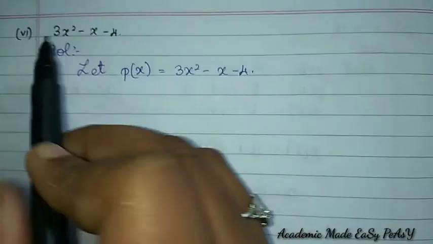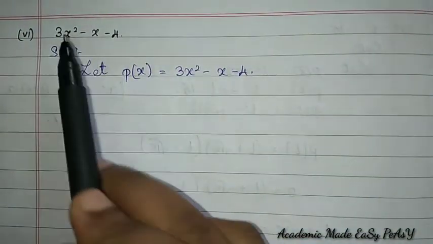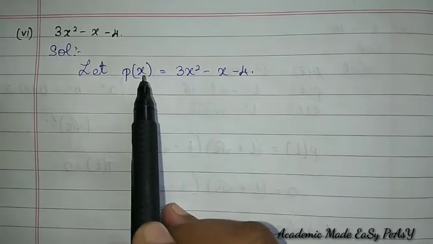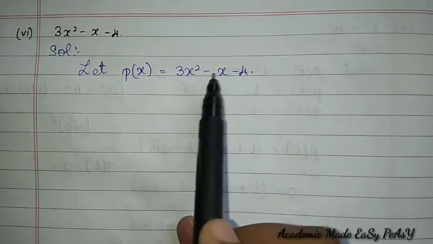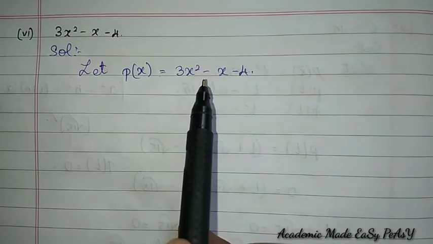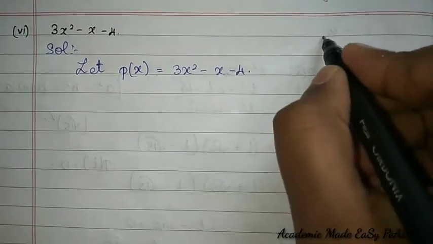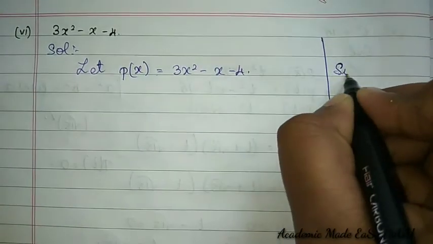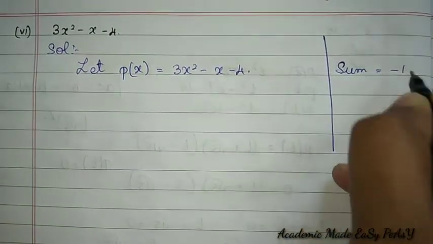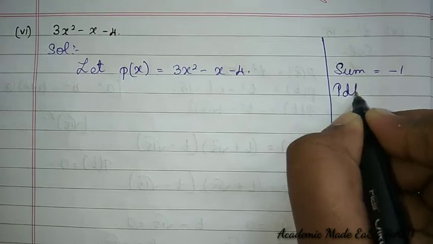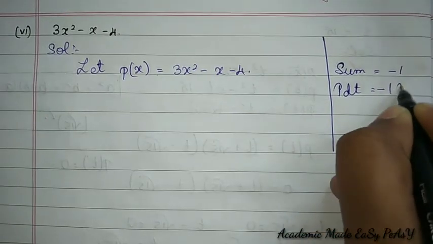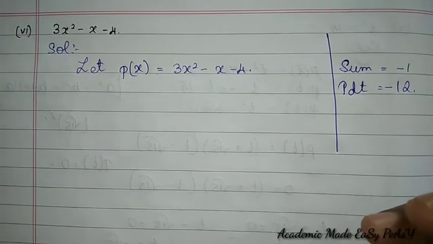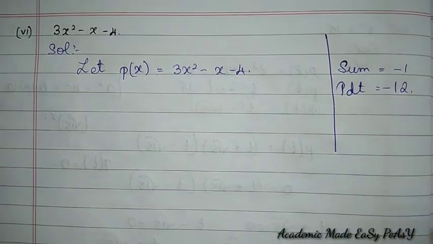Subdivision 6, a quadratic polynomial is given and I took that as p of x. So p of x is equal to 3x square minus x minus 4. We will be taking the factorization method. So my sum is minus 1 and my product is minus 12. If I multiply any two, I will have to get minus 12 and the sum should be minus 1.